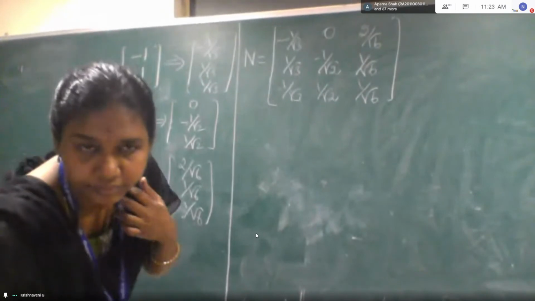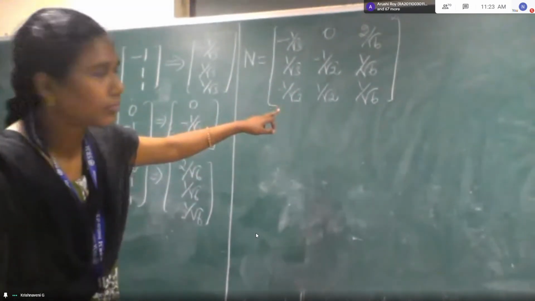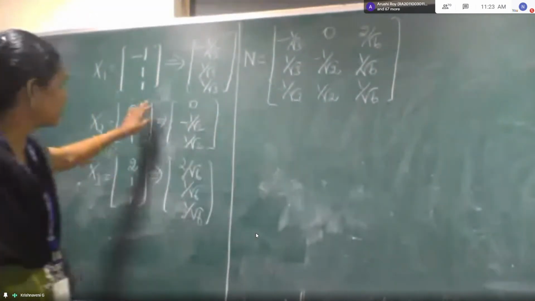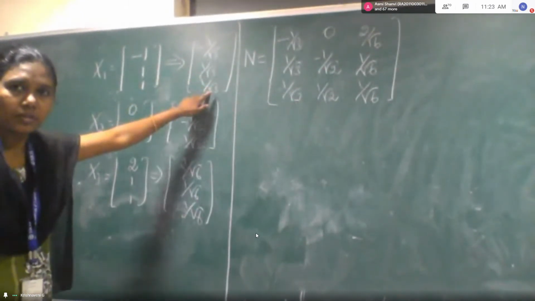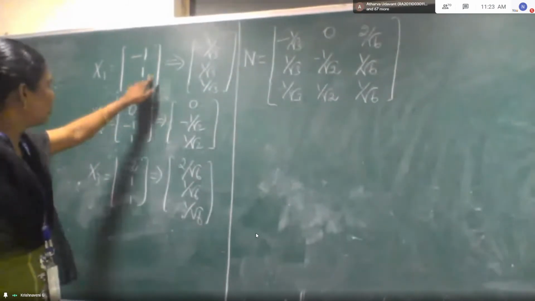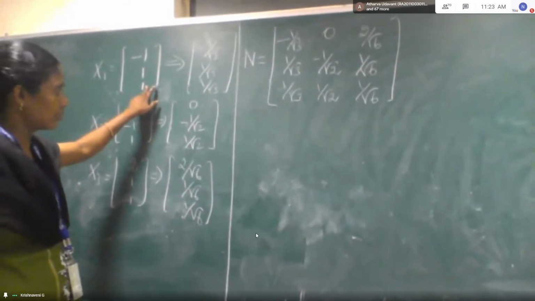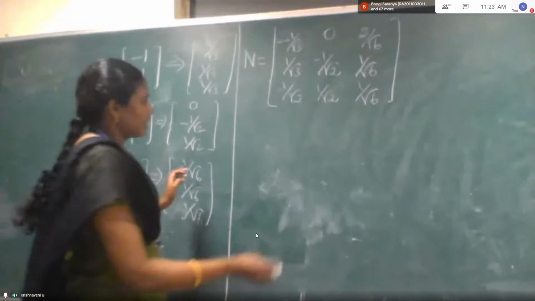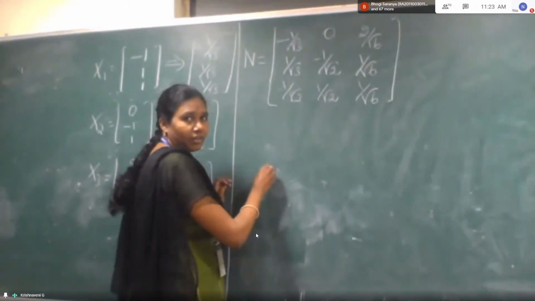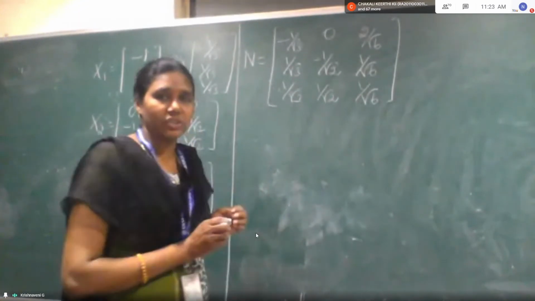Ma'am, how to write the normalized matrix? This one, is this understood? First one root 3, second one root 2, and third one root 6. How did we get those values, ma'am? Okay. What is the normalized form definition I gave you? Did you write the definition?